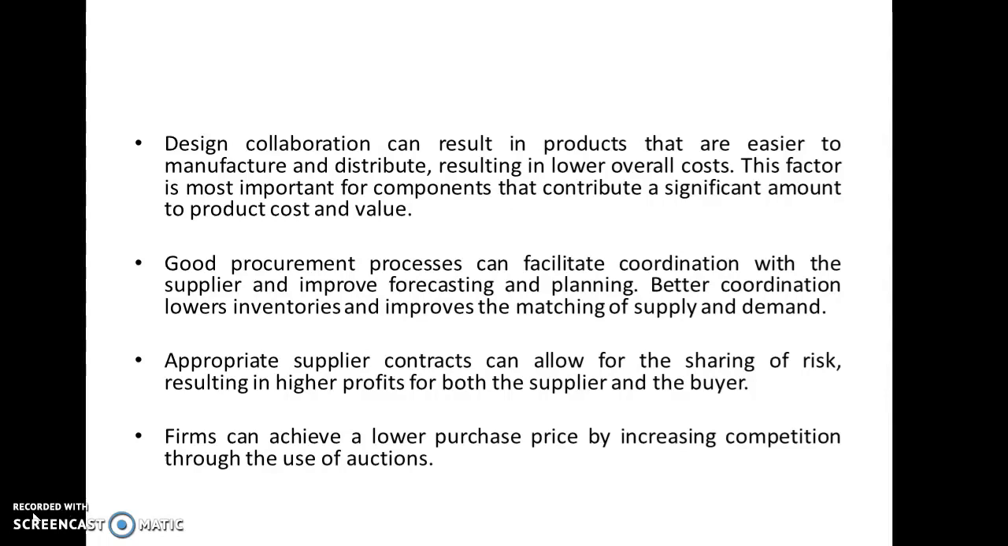The last one is that firms can achieve a lower purchase price by increasing competition through the use of auctions. That means firms can release an auction notice. That is, we need a supplier for this kind of product, so that more and more suppliers will be included in the process, so that finally the firms can achieve a lower purchase price with better quality.